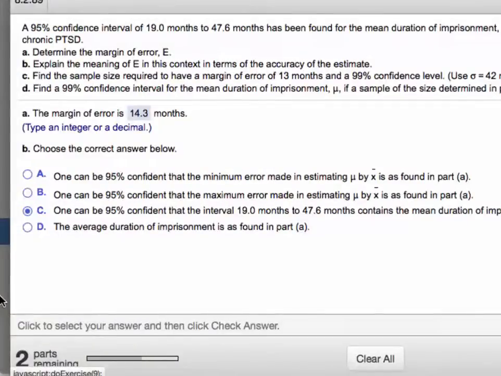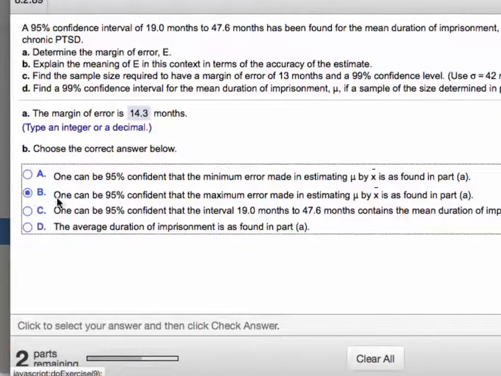It's a 95% confidence interval. One can be 95% confident that the minimum error made in estimating mu by x bar is found. The maximum error, well, that's true too. It seems like both B and C are true. So B, one can be 95% confident that the maximum error made was the margin of error, 14.3. But I think C says the same thing.